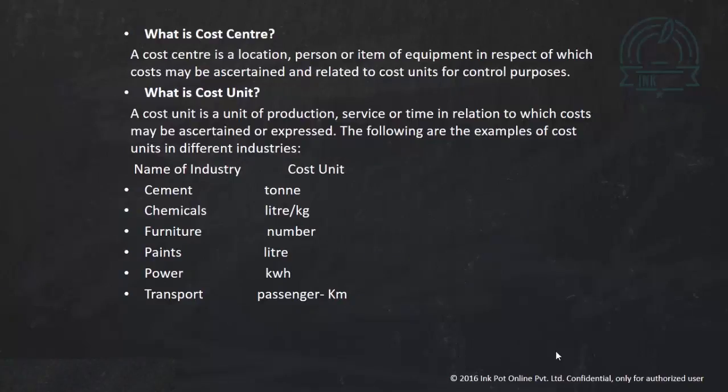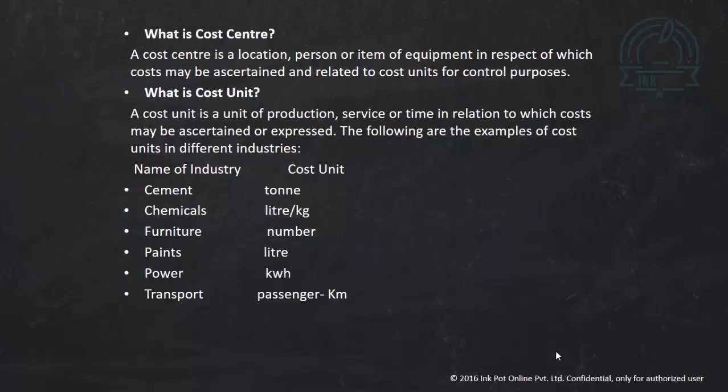We have first is cost center. So what is a cost center? Cost center is basically a location, person, or item of equipment in respect of which cost may be ascertained and related to cost unit for control purposes.